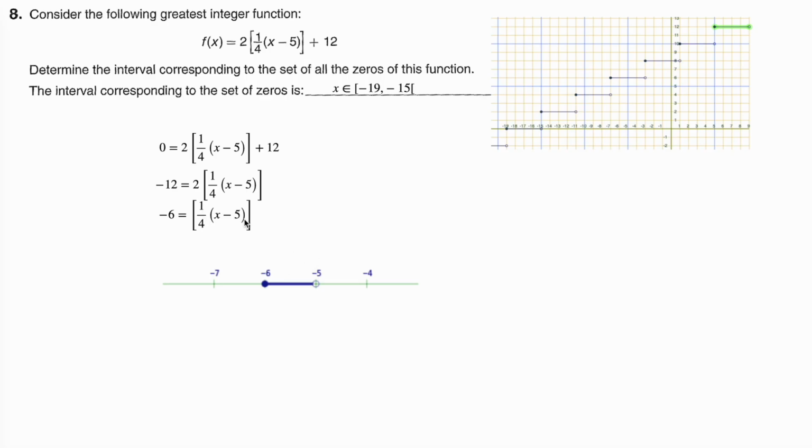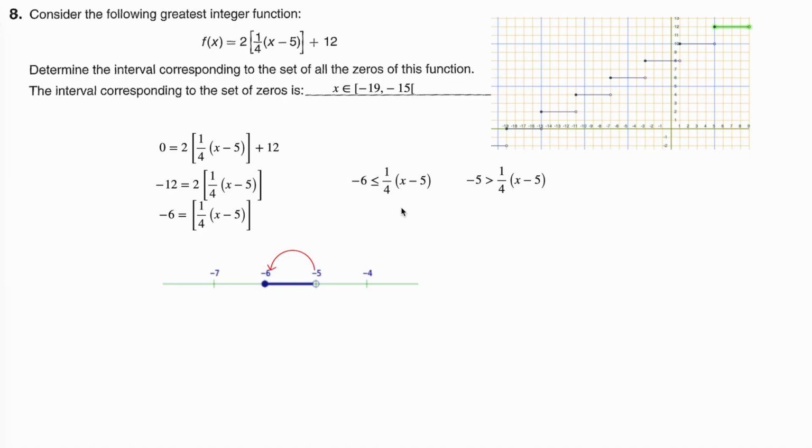The 1/4 times (x minus 5) is, at the very least, negative 6. At the very most, it is not quite negative 5. All of this falls down to there. What's inside the greatest integer bracket has to be greater than or equal to negative 6 and has to be less than negative 5.